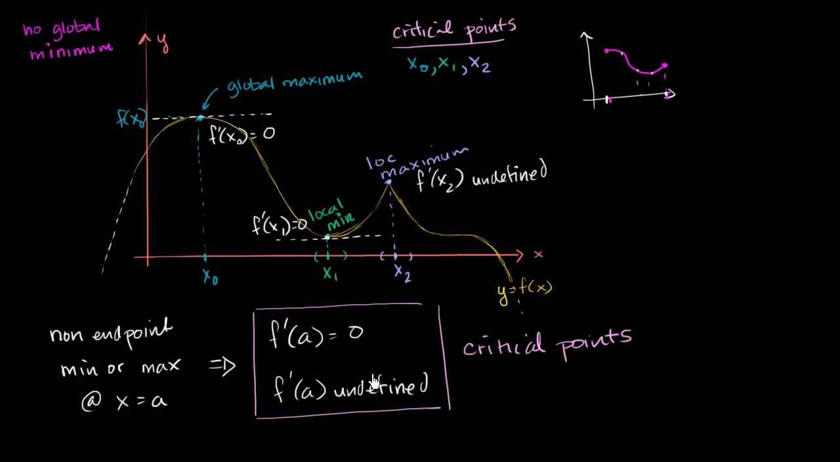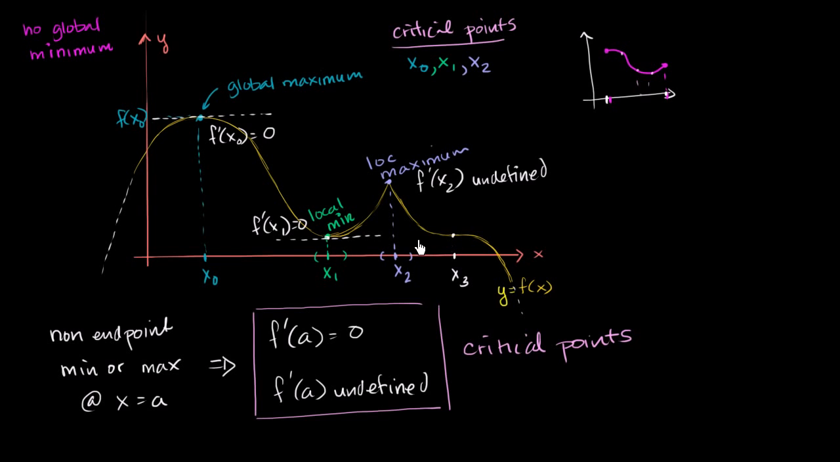But can we say it the other way around? If we find a critical point where the derivative is 0 or the derivative is undefined, is that going to be a maximum or minimum point? And to think about that, let's imagine this point right over here. So let's call this x sub 3.